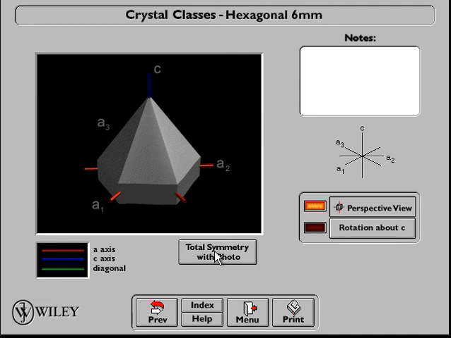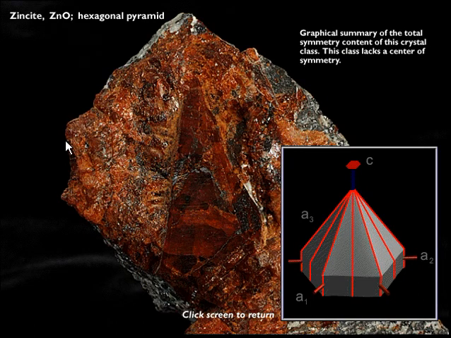So at first we are starting here with the total symmetry, and here we have again a picture from a natural crystal. Here we have zincite, ZnO, showing us a hexagonal pyramid. The graphical summary of the total symmetry content of this crystal class. This class lacks a center of symmetry. Here we have our symbol for a hexagonal crystal. Here we have then A1, A2, A3.